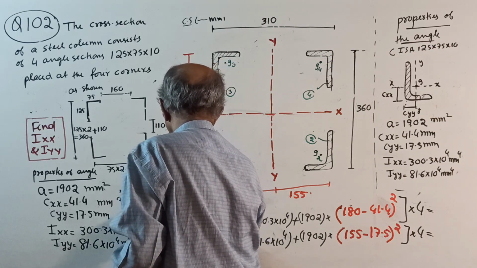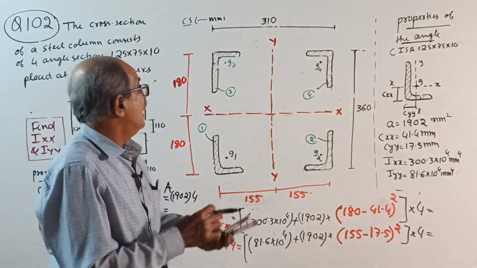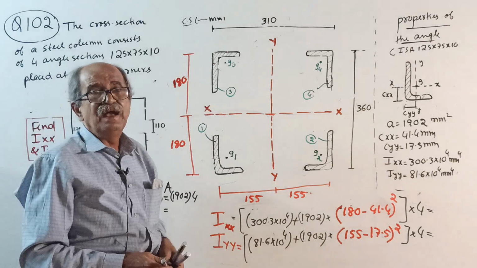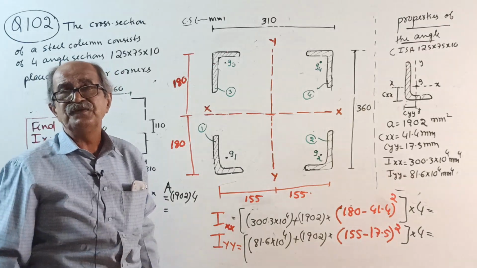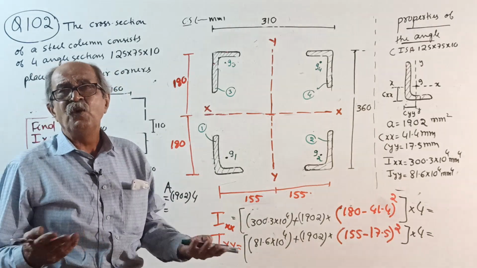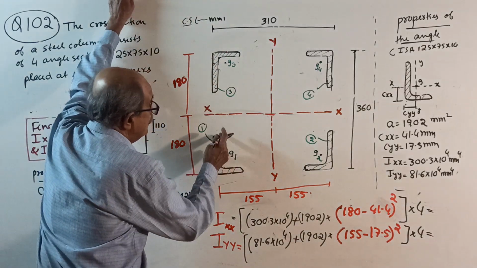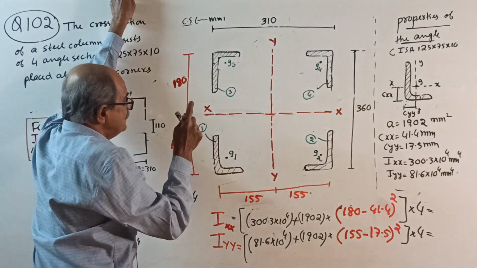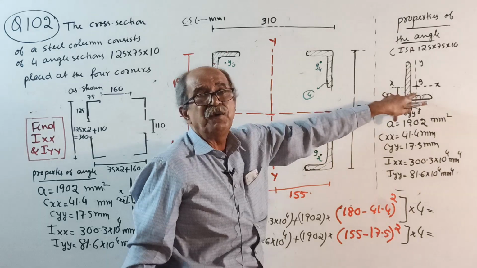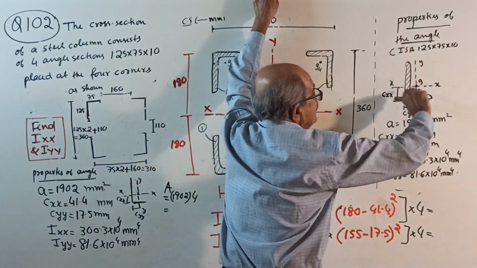Now, important are IXX and IYY. See correctly now. I about XX, the usual story you have to write: I about any axis equals IG plus A h square. If you cannot write that, and if you don't understand, no point in attending my class. Okay, start. Among the four angles, see which angle is exactly placed as per the page. This is the longer leg, shorter leg, facing this way.